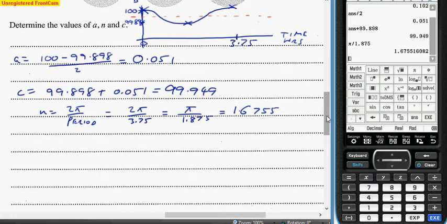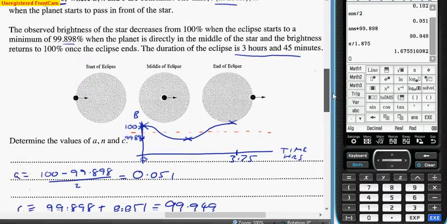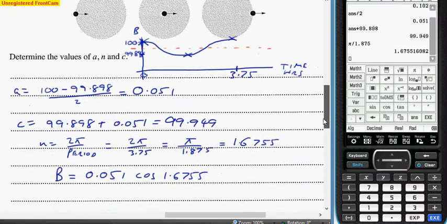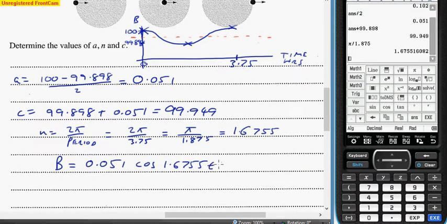If you did, you would write the equation like this: B, the brightness, is equal to 0.051 cosine, I'll use the decimal form, 1.6755 t, plus 99.949.